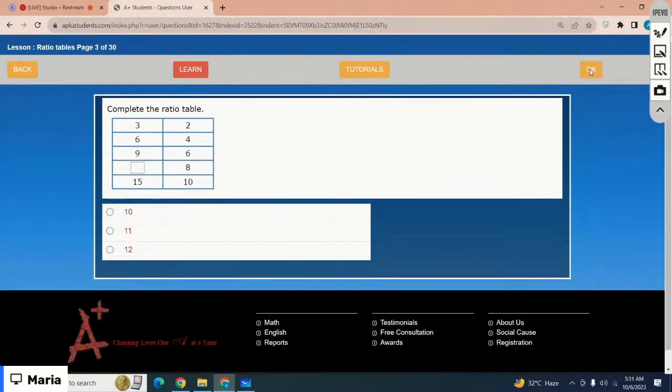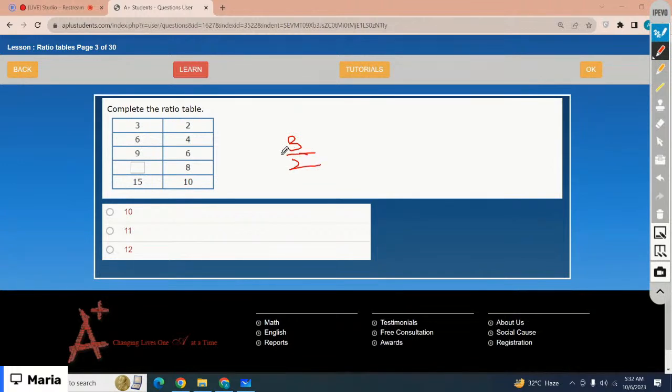Okay, complete the ratio table. So which value is missing? The first one is 3 over 2, right? Here you have 8. So 2 times 4 is 8, which means you have to do 3 times 4, that is 12. So the correct option is 12. The missing value is 12.